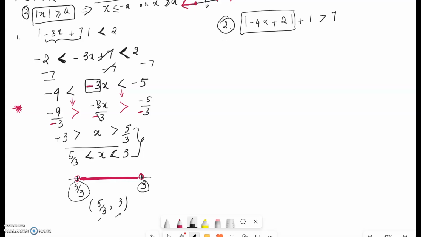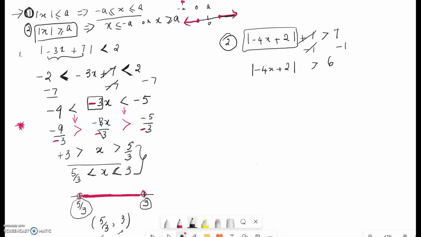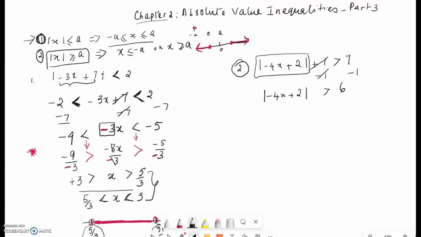So we have, remember that we have to first solve for the absolute value term, which means we need to subtract 1 on both sides. So the absolute value of negative 4x plus 2 is greater than 7 minus 1, which is 6. Now, what applies here is rule number 2, because we have a greater than. If it's less than, it's rule number 1. If it's greater than, it's rule number 2.